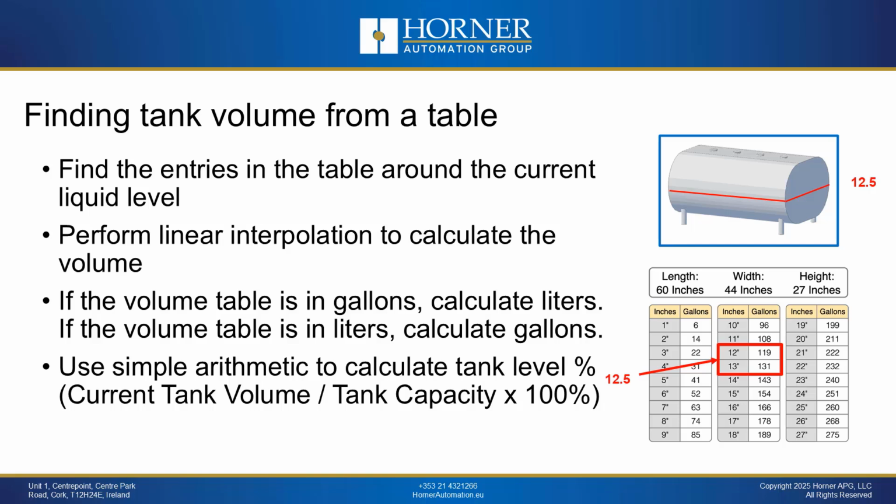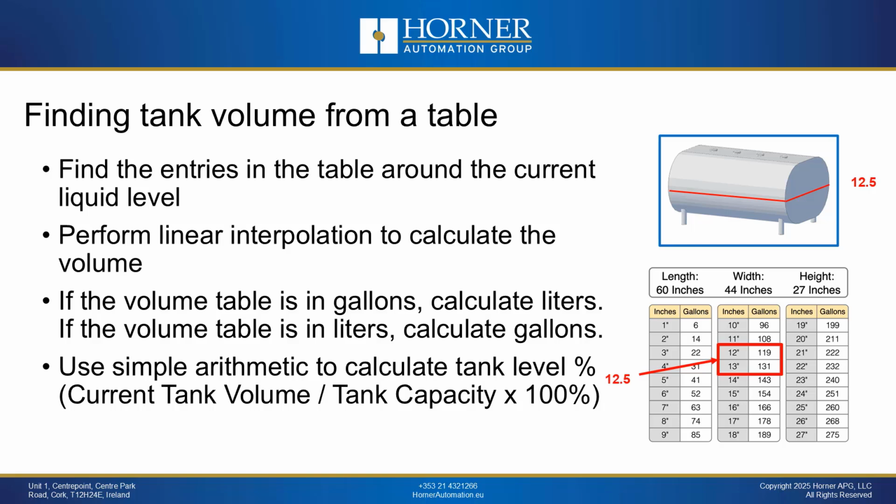Once you have done that, you would take the data from those entries and perform linear interpolation to find the closest estimate of the volume based on your level. So there in red, on the screen, you can see that we have a theoretical level of 12.5 inches. So we would use the entries in the table that are around 12.5. 12 is below and 13 is above.